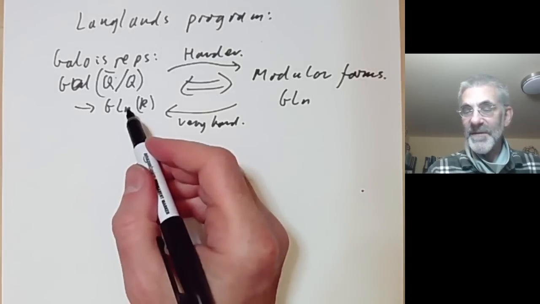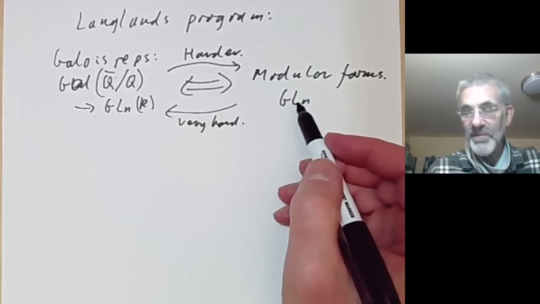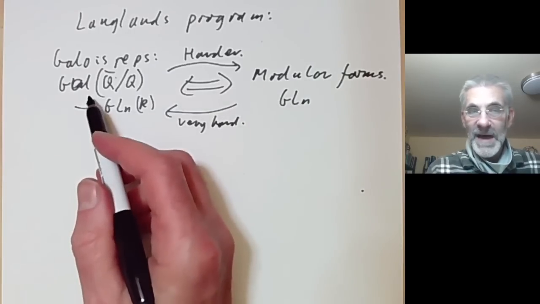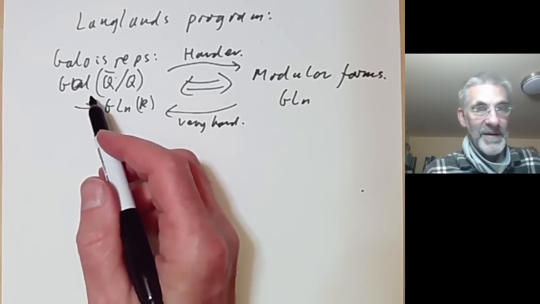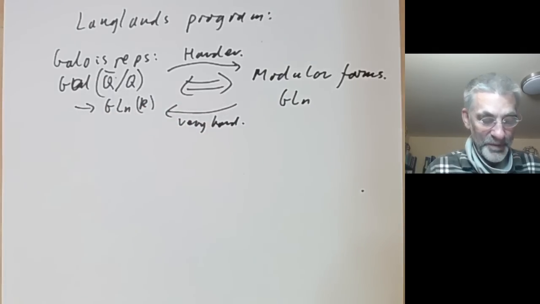Another special case of this is if you take n equals 1, which sort of looks trivial because it makes all the groups abelian, then this turns out to be class field theory, which was the sort of crown jewel of number theory.